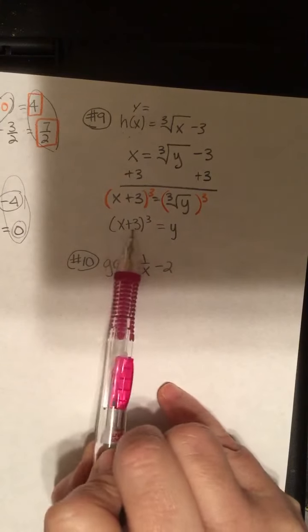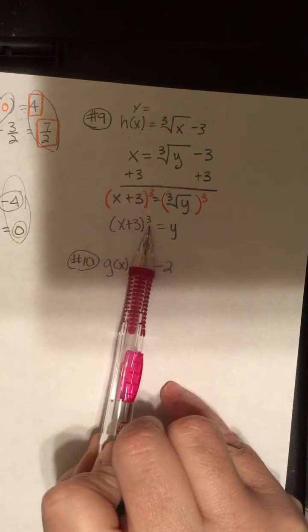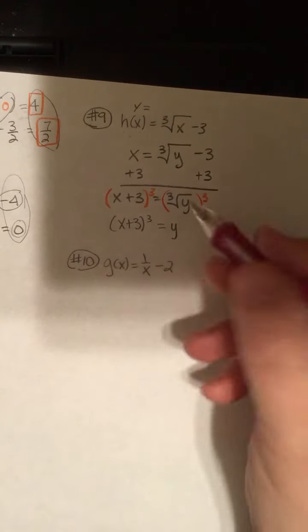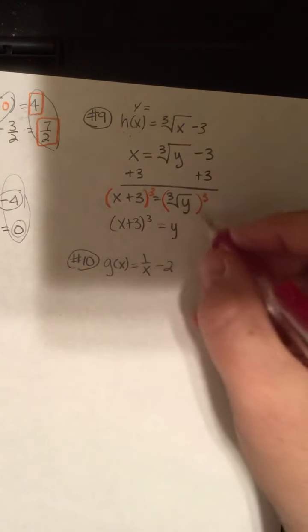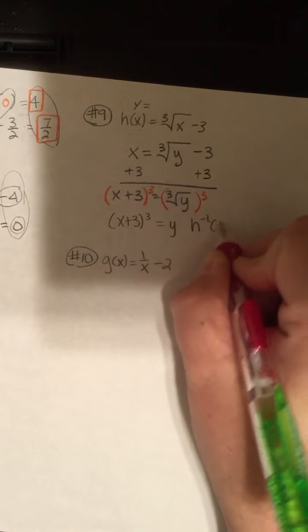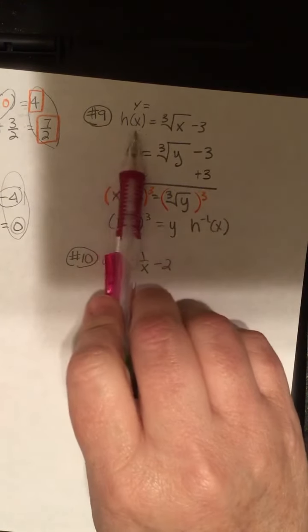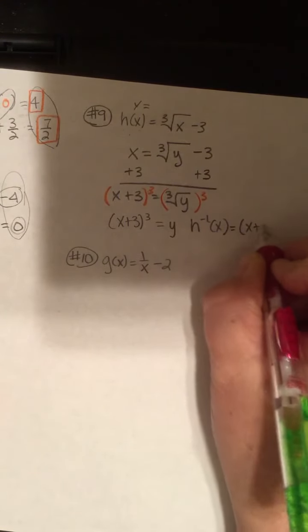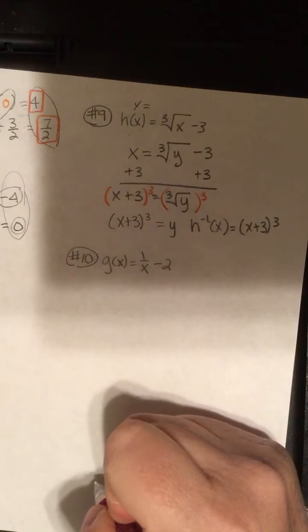It's in vertex form. I know this thing is going to be a John Travolta, and it is going to shift left 3. Okay, so we would leave that. My proper notation, though, would be h of negative 1 of x. I'm using h because that's what my original was, equals x plus 3 cubed.